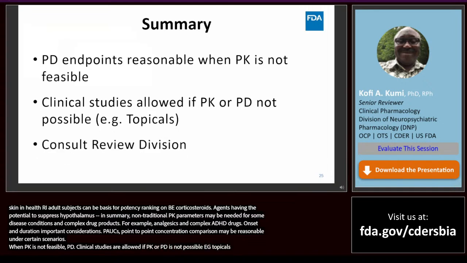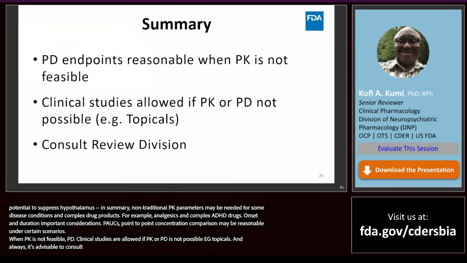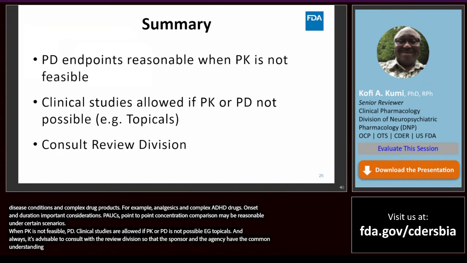And always it's advisable to consult with the review division so that both the sponsor and the agency have a common understanding of what is to be expected for the program.